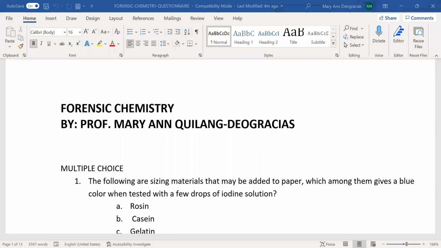Okay guys, makinig kayo kay ma'am. At mag-take down notes kayo.